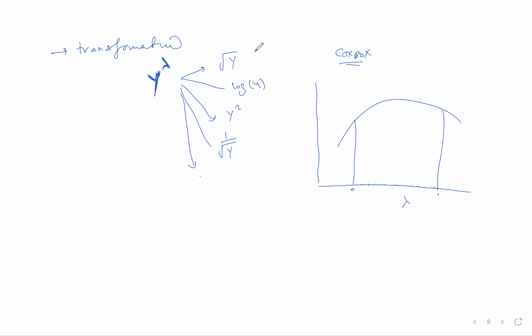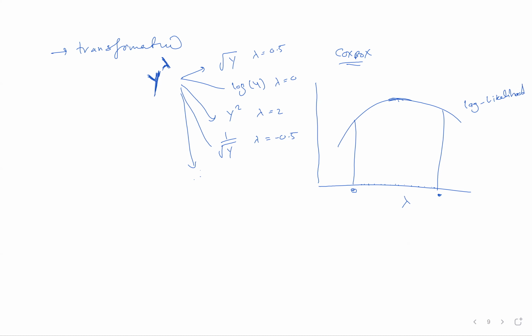The square root means lambda is 0.5. Natural log means lambda is 0. To the power 2 means lambda is 2. 1 divided by square root of Y, lambda is negative 0.5. So you look at this lower limit and upper limit and select something close to the maximum of the curve, because this curve is the graph of the log likelihood.